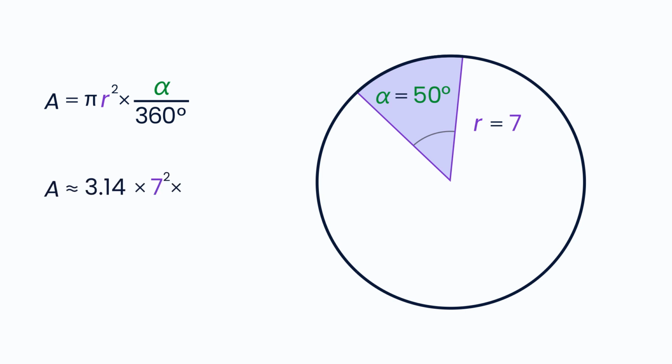In this circle, the radius is 7, and the central angle is 50 degrees. Now, let's use the formula to calculate the area of the sector. A equals pi times r squared times alpha over 360 degrees. If you insert 3.14 for pi, 7 for r, and 50 degrees for alpha, and compute the numbers with a calculator, you get approximately 21.37.